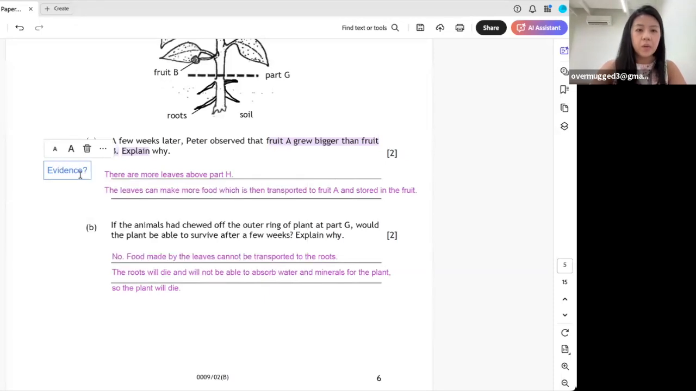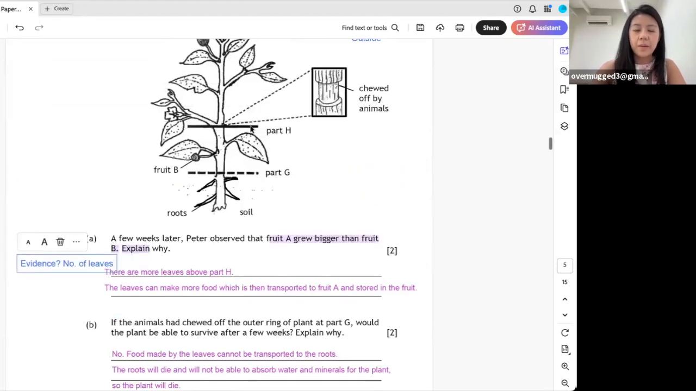So evidence here would be the number of leaves, okay? If you go back to the diagram, at the cut H, these are leaves at the bottom, these are leaves at the top. So very clearly, above part H, there are many, many more leaves, okay? If there are more leaves, more food can be made and more food can be transported to wherever they need to be, okay? So I need to compare the number of leaves. My concept here would be relating it to the amount of food made, right? Like I was saying just now, more leaves, more food, okay? This will result in the fruits becoming bigger.